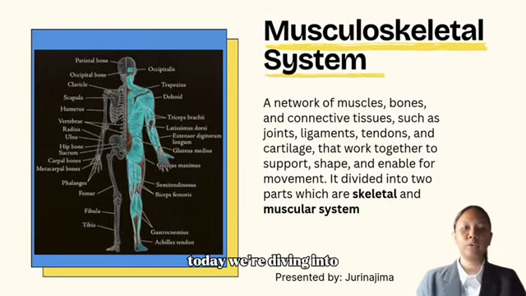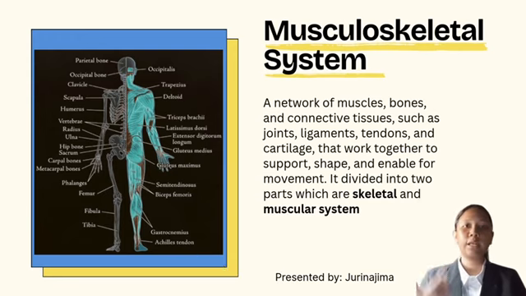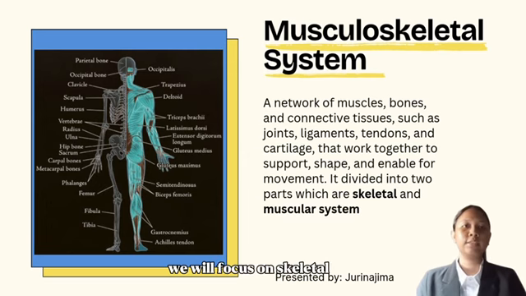Today, we will be diving into an incredible framework called the musculoskeletal system. It consists of muscles, bones, and a few connective tissues such as ligaments, tendons, cartilage, and also joints. In this first part, we will focus on the skeletal system first.